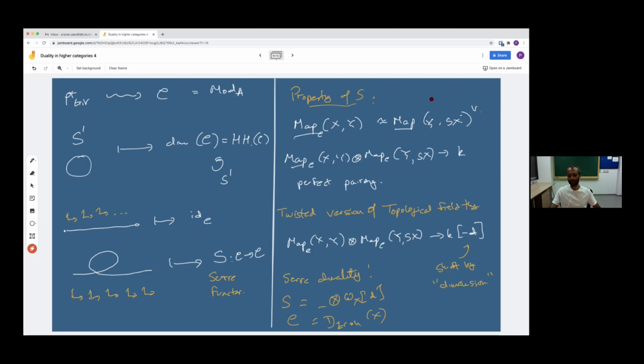And Poincaré duality can be formulated by taking C to be some suitable category that comes from topology and saying that the Serre functor is trivialized. And that extra structure which trivializes the Serre functor is called a Calabi-Yau structure. And that also has something to do with topological field theory, but I'll stop there because I'm way over time.